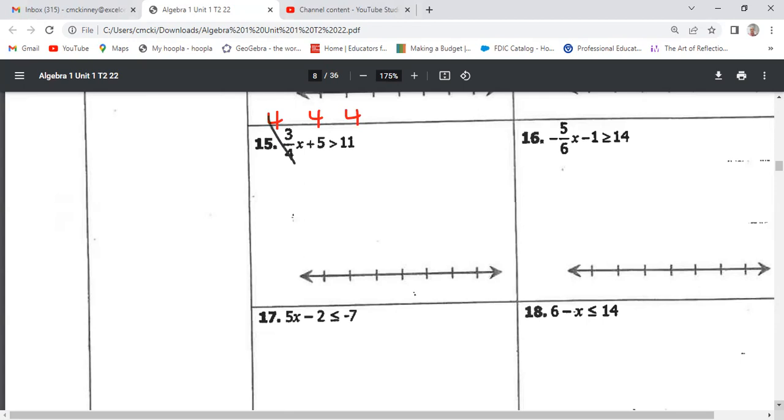What that does, why I would even want to, is that would clear out that fraction and it would just be 3x then. So 3x plus 20 is greater than 44. And then from there, I can carry on to solve. I can subtract 20. I've got 3x is greater than 24. Divide by 3.